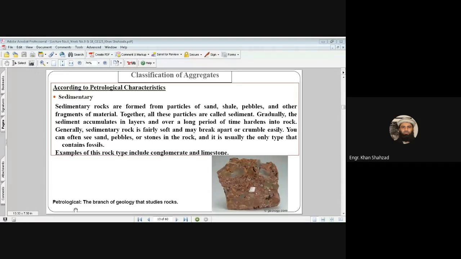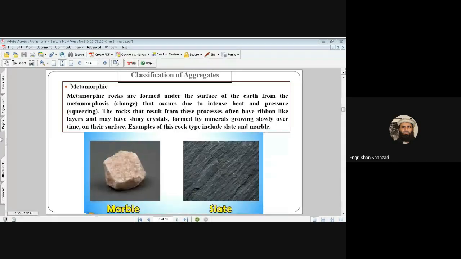Now, what is petrology? The branch of geology that studies rock is called petrology or petrological. The metamorphic rock. Metamorphic rocks are formed under the surface of the earth from metamorphosis, that is the change process that occurs due to intense heat and pressure, that is squeezing of the material inside the ground. The rocks that result from these processes often have ribbon-like layers and may have shiny crystals as well, formed by minerals growing slowly over time on their surface. Examples of this rock type include slate and marble.